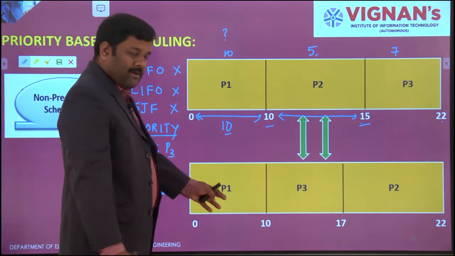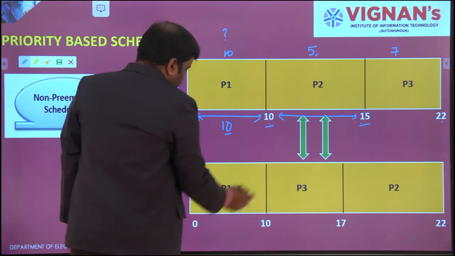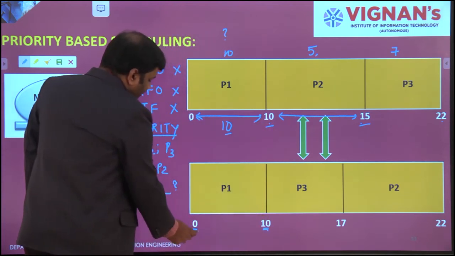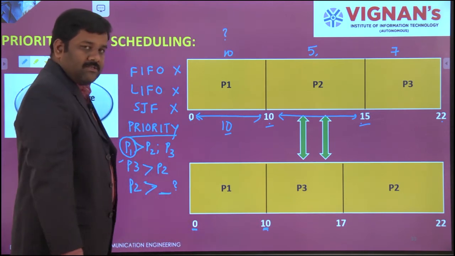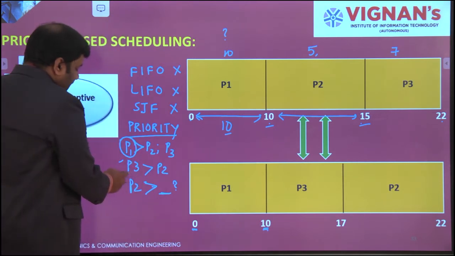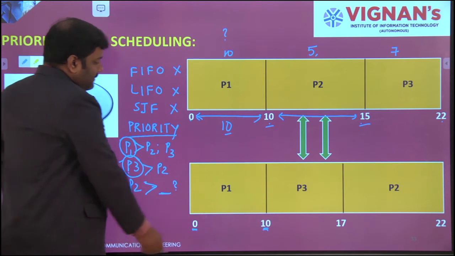So let's start with P1. How much time will it take? 10 seconds. So 0 to 10. 0 to 10 means the execution time is 10 seconds, and the waiting time is 0. There is no need to wait. I have two remaining processes, so I need to check P3 and P2. P3 has more priority than P2, then I will send P3.